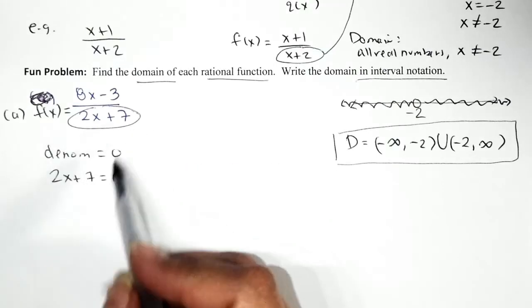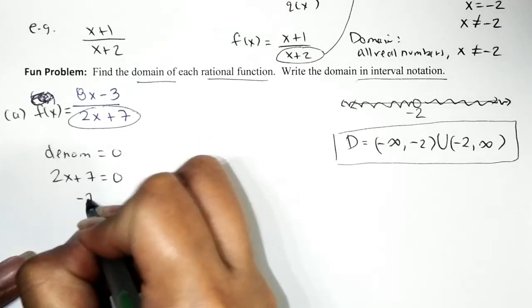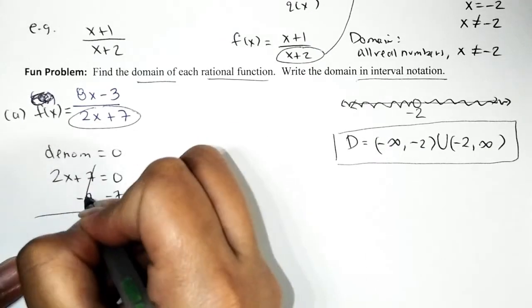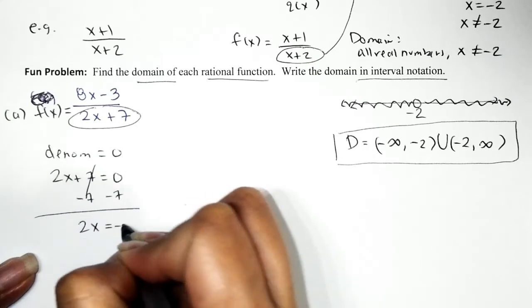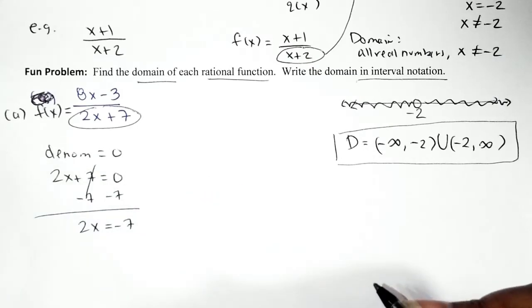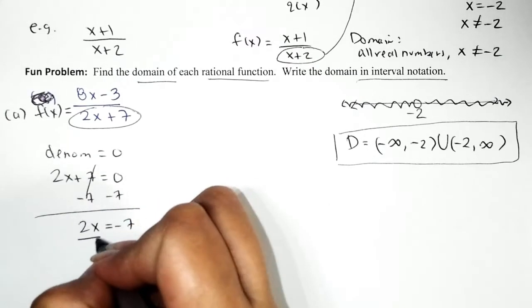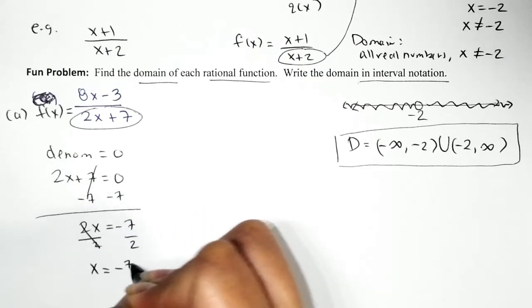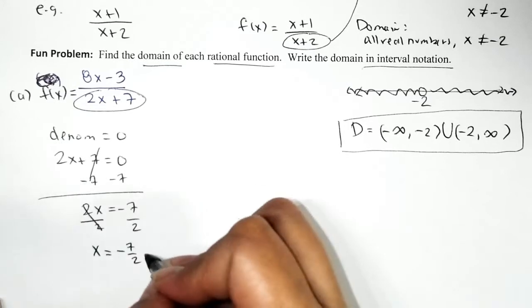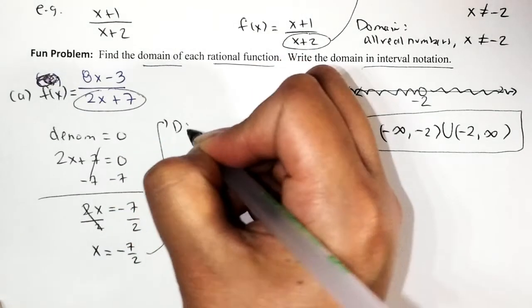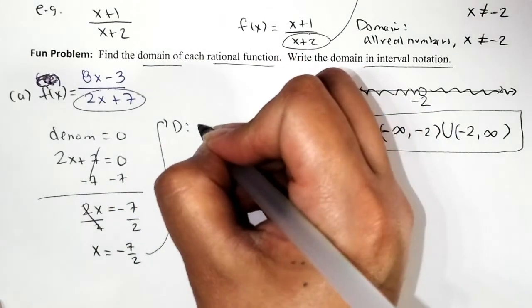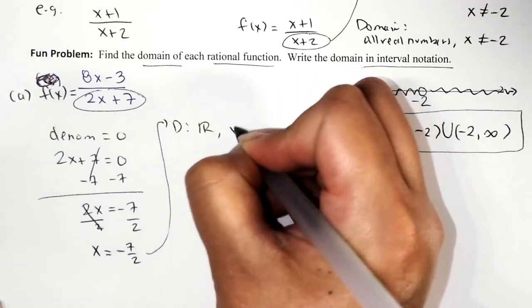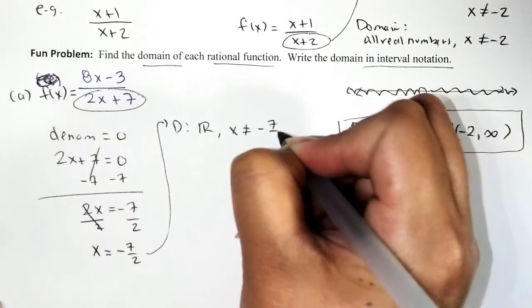When you take the denominator and set that equal to 0, we're going to subtract 7 from both sides, and that will leave you with 2x is equal to -7. Okay, to finish it off, to get rid of the times 2, let's go ahead, divide both sides by 2, and that will give us x equals -7/2. Okay, so what is the moral of the story? The domain is given by the set of all real numbers with the exception of -7/2.